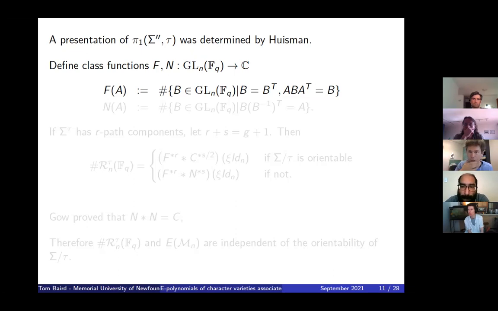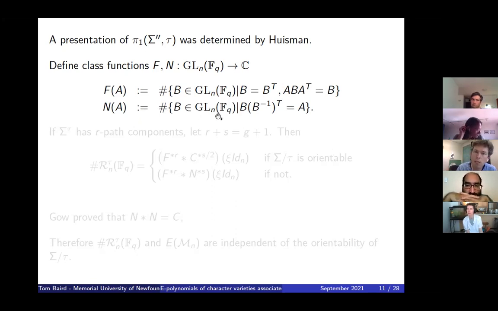It's a natural question, but as far as I know, this function hasn't been considered in the literature before our paper. But maybe I just haven't found the reference. And then the other function, n of A, has been considered before. This is calculating square roots of A. You're looking for matrices B in GLN such that B times B inverse transpose is equal to A. So these are both class functions that take values in non-negative integers.